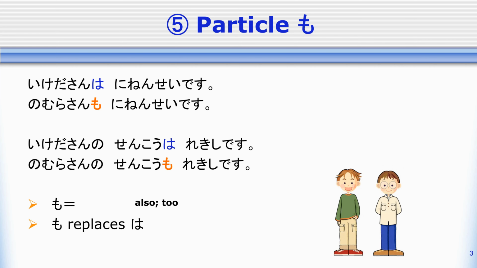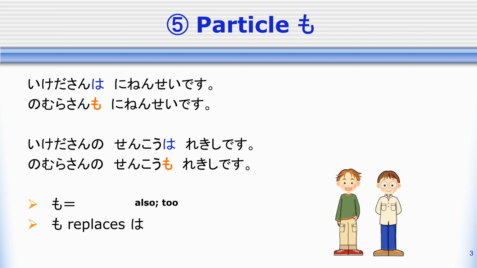So in the sentences that we're going to study in this chapter, we are going to put mo in the place where we would normally put the wa. So we have Ikeda-san wa 2年生です. And then in the next sentence, instead of putting wa, we're going to put mo instead. Nomura-san mo 2年生です. So Nomura-san is also a second year.